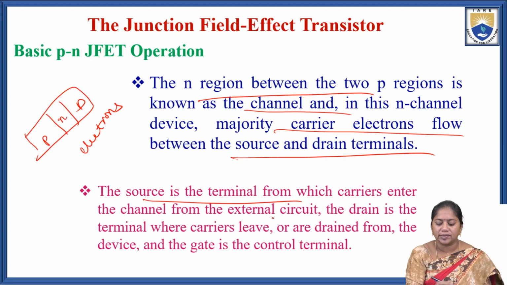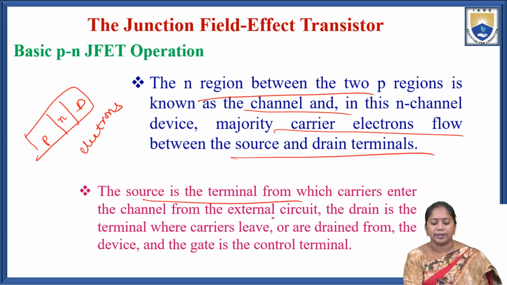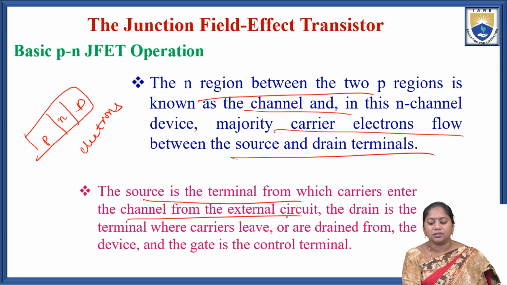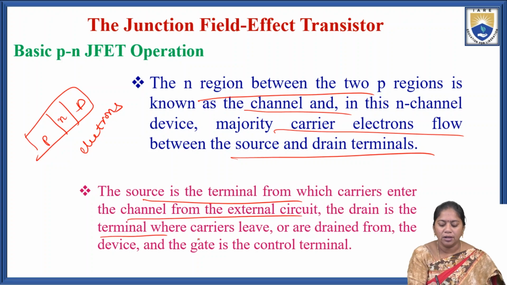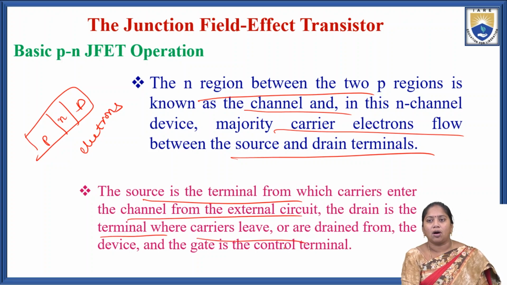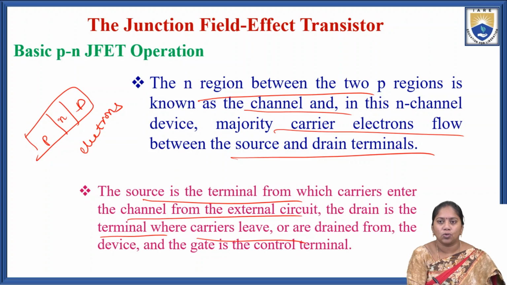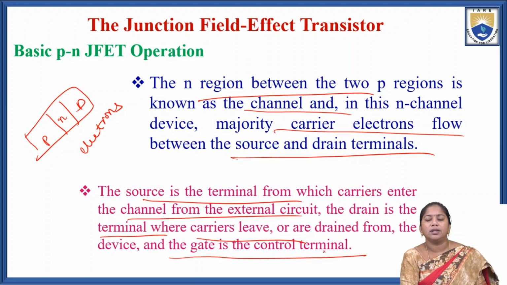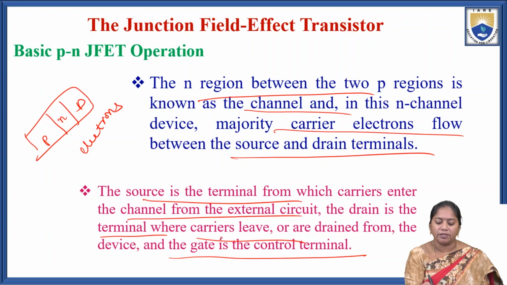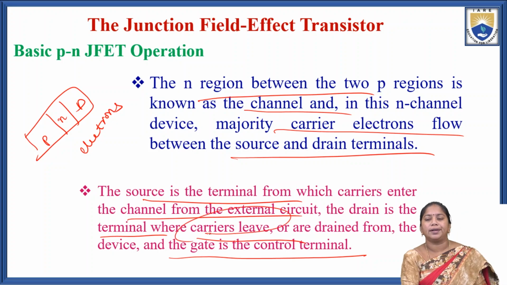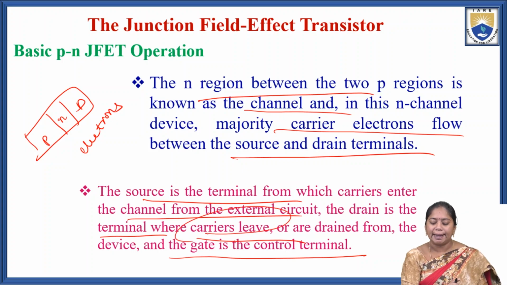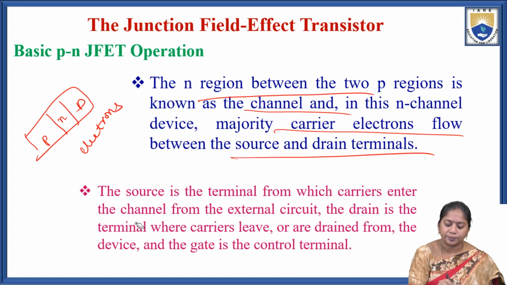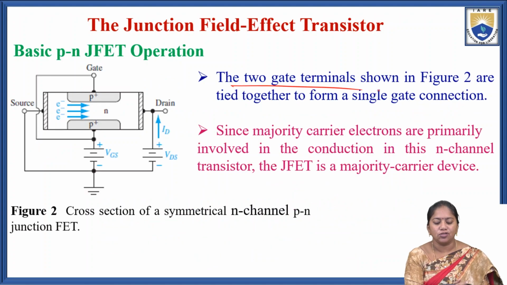The source is the terminal from which carriers enter the channel from the external circuit. The drain is the terminal where carriers leave or are drained from the device, and the gate is the control terminal. So the two gate terminals are shown in the figure.